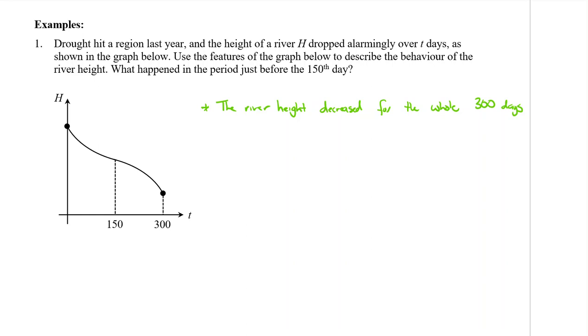Okay, then we're going to look at different sections of our graph. So first of all, let's look at this part. Okay, so using some of our notation, I could say that that is between 0 and 150 using square brackets because it is inclusive. That section of the graph is concave up. It is also decreasing at a decreasing rate.